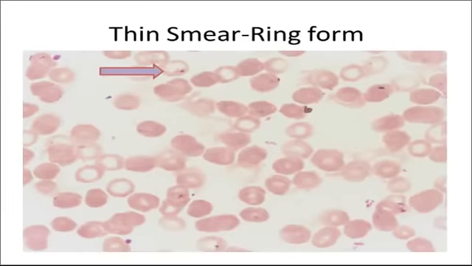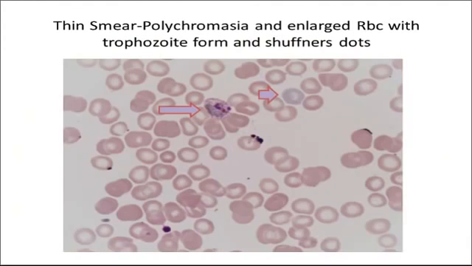Now we go to the thin smear. I apologize for the poor quality of this because the ring form is not very well seen, though it was seen very well in the microscope. Here we can make out the chromatin dot and a vague ring. And here we can see the polychromasia and enlarged RBCs with a trophozoite form and Schaffner's dots.